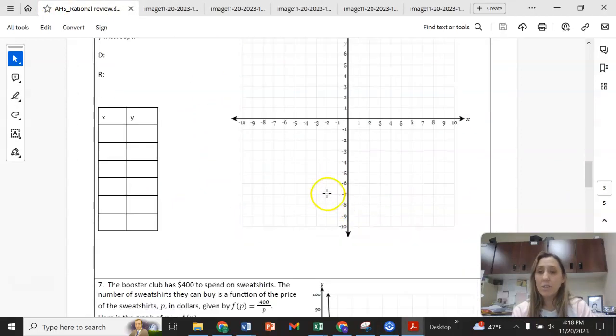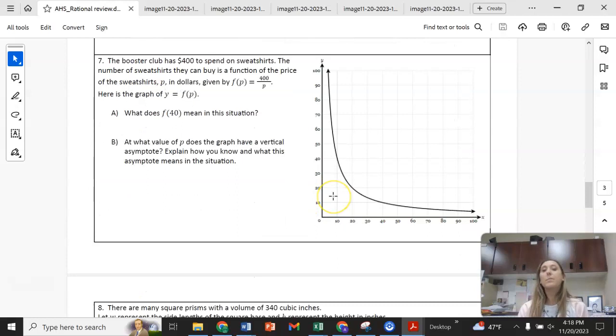Now let's go on to this one. The Booster Club has $400 to spend on sweatshirts. The number of sweatshirts they can buy is a function of the price of the sweatshirts, p, in dollars, given by f of p equals 400 divided by p. Here's the graph of y equals f of p. What does f of 40 mean in this situation? And at what value of p does the graph have a vertical asymptote? Explain how you know what this asymptote means in this situation. So go ahead and hit pause and do that.